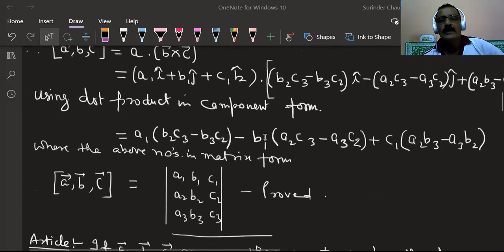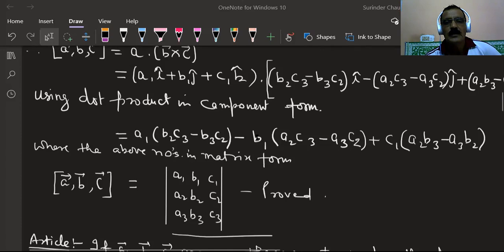Now we'll write this in the matrix form, in reverse order. So we'll apply the definition of determinant. This is the first element, and this is the minus element. This into this minus this into this. We write B1, C3, and minus B3, C2. This is minus 1 power 3.